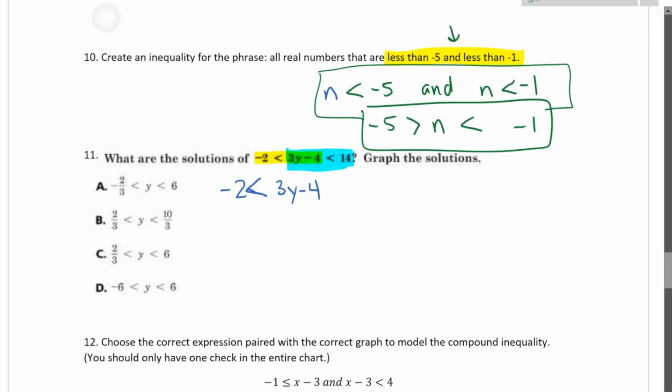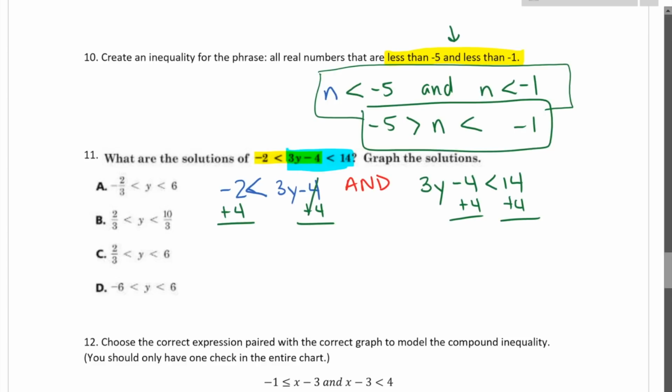And I'm going to put the word "and" in the middle, because this is an "and" problem. I know the difference between an "and" and an "or" because "or" problems have the word "or" in it. So this one is going to be 3y minus 4 less than 14. Now let's simply solve this. Let's add 4, add 4. And the awesome thing about "and" problems is what you do to one, you're also going to do to the other. So I'm going to add 4 and add 4 to both.